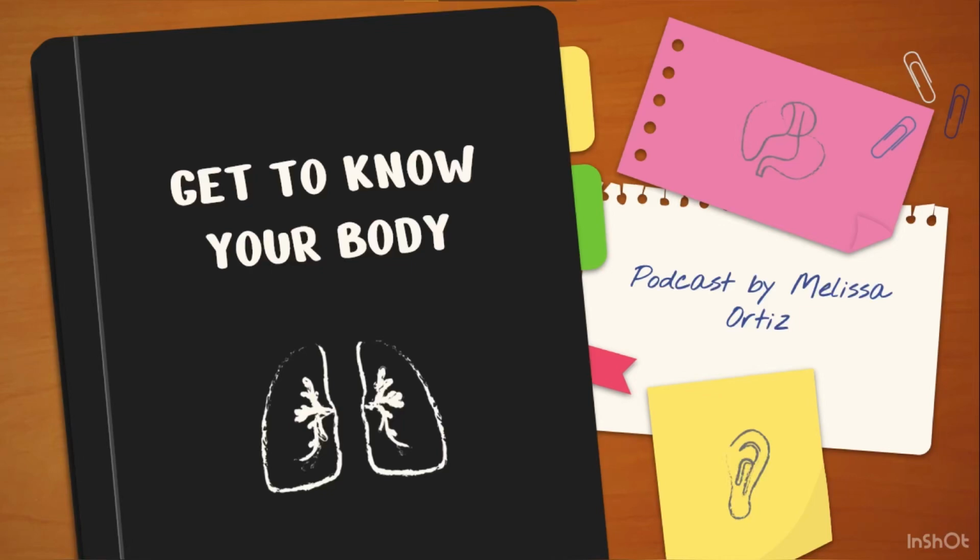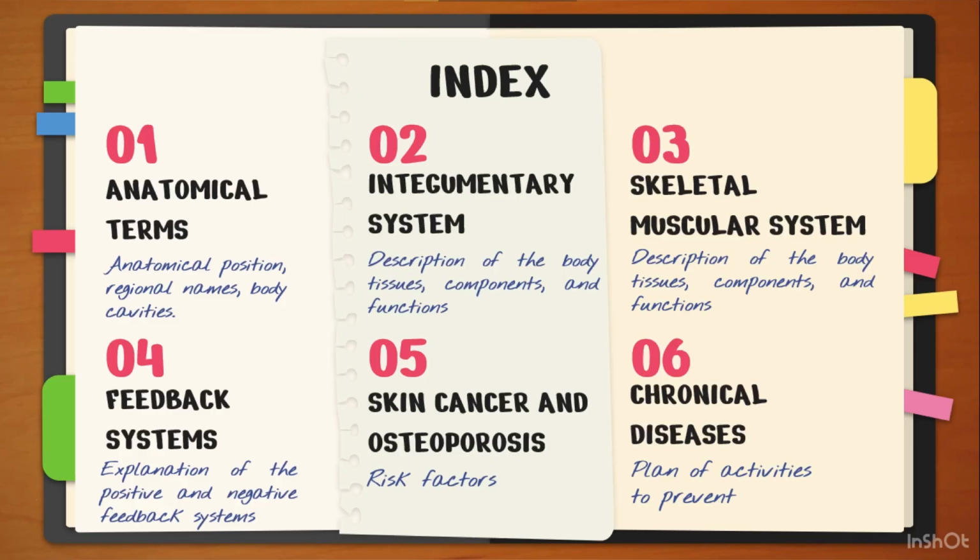This is Melissa Ortiz. The content of this podcast is the following: anatomical terms like anatomical position, regional names, and body cavities. Integumentary system, the description of the body tissues, components, and functions. And the skeletal muscular system, that is the same description of the body tissues, components, and functions.